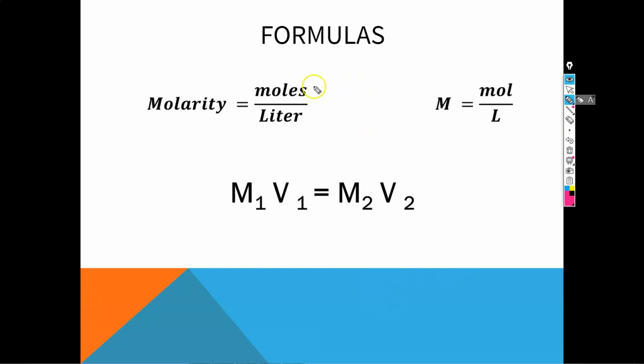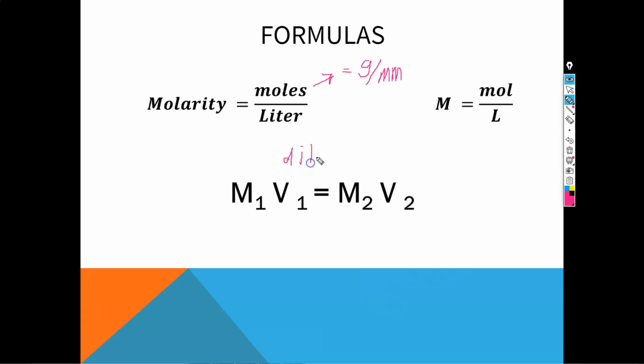We might also need to remember that moles can be calculated by taking our grams and dividing it by our molar mass. So you're going to see reference to molar mass in these problems, and that is because you're going to need to take the number of grams and divide it by the molar mass to be able to get the correct number of moles.